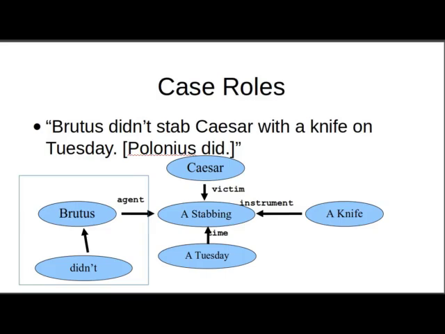So if Brutus didn't stab Caesar with a knife on Tuesday, but Polonius did the stabbing instead, and we just imagine a follow-up sentence, then what we're really saying is that the several aspects of this sentence and the relationships that we've encoded in the graph are true, but only one isn't. So there was a stabbing. It did happen on Tuesday. The instrument was a knife. Caesar was the victim, but the agent wasn't Brutus. Instead, it was Polonius.